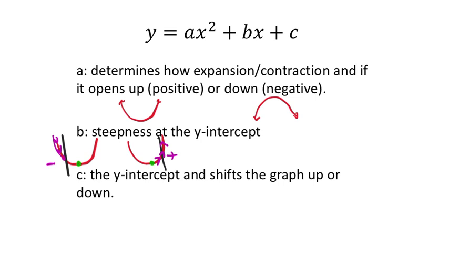frowny face parabola. So if it was down like this one, and if the vertex was at the tip there, then the y-axis is right here. Again, you can see that this is going upwards, upwards, upwards as you get to the y-intercept, and so that would make the y-intercept positive, the slope positive at the y-intercept.